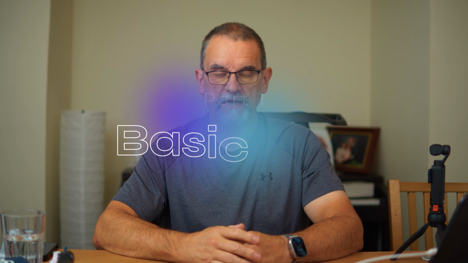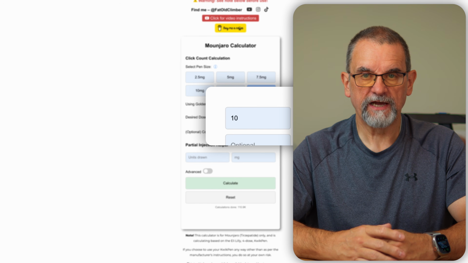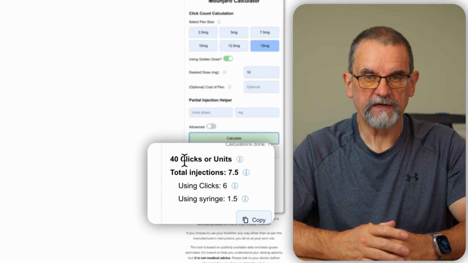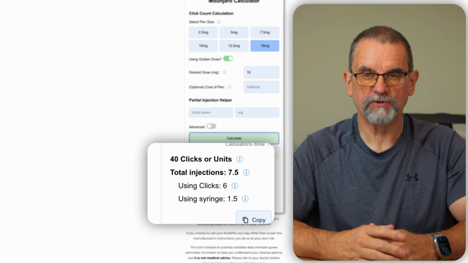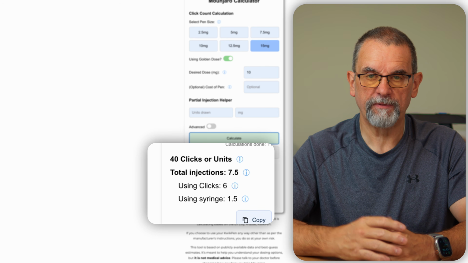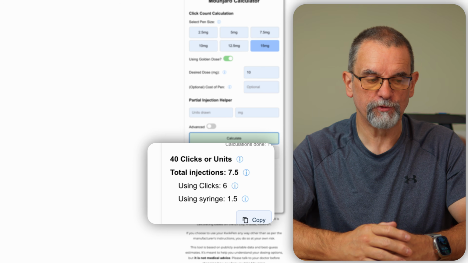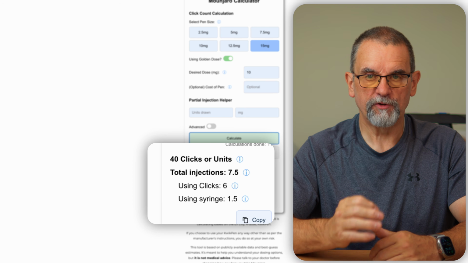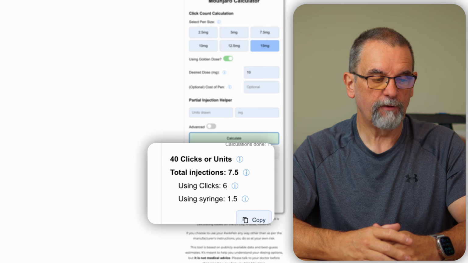At its most basic, the calculator allows you to enter a pen size, enter a desired dose, decide whether you're using the fifth dose or not, click on calculate, and it will tell you the number of clicks or units and the total number of injections, divided into the injections that will be done in the normal fashion using the quick pen and the quick pen needles, and ones you'll need to use a syringe for because they're part of the golden dose. It should be noted, clicks and units are the same, so in this example 40 clicks would be 40 clicks with the pen, but if you were using a U100 insulin syringe, which is marked in units, it would be 40 units.